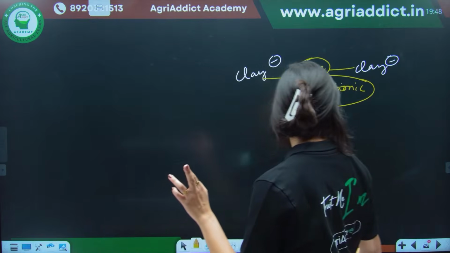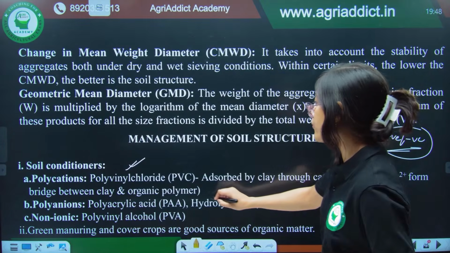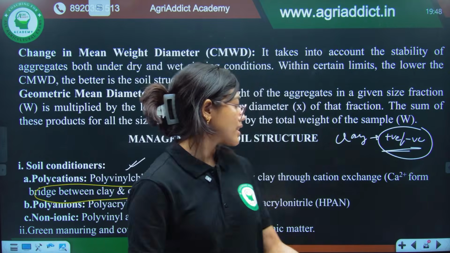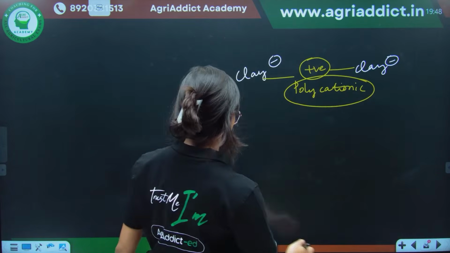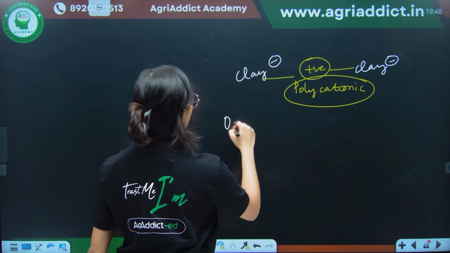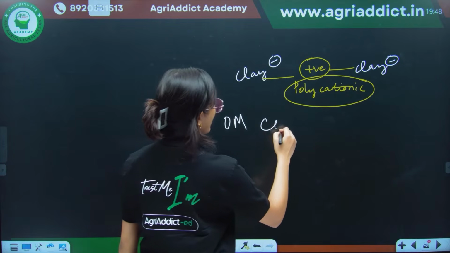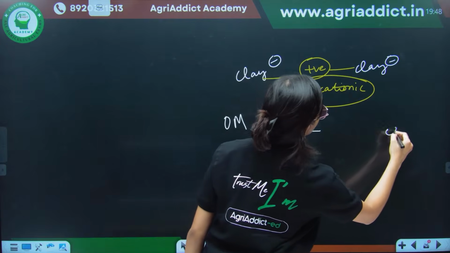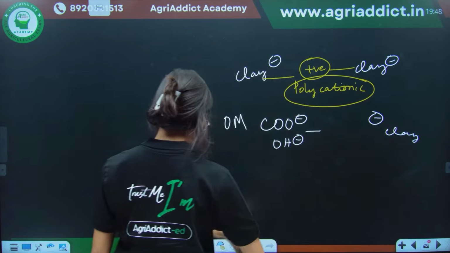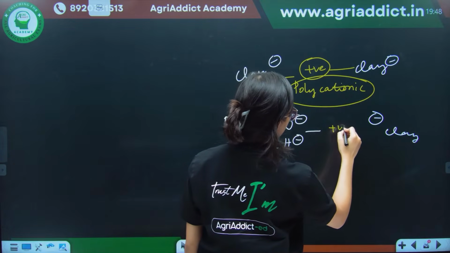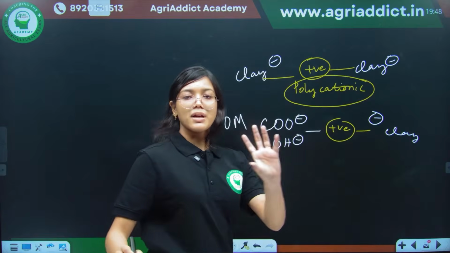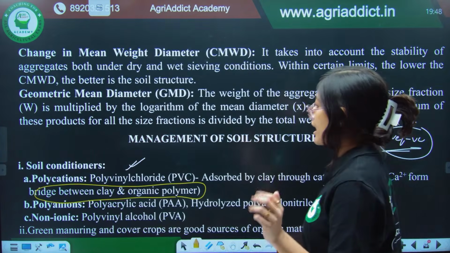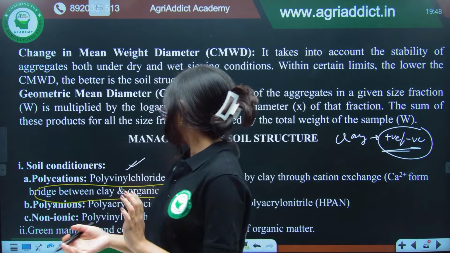So, these polycationic conditioners, what do they do? They will form a bridge. They can form a bridge between clay and organic polymer, or even clay and clay. Organic matter, we know, has different groups like carboxylic, COO minus, or phenolic groups. So, they can also bind with the negative charge of the clay. So, the main role of polycationic conditioners is to act as a bridge between two negatively charged particles.